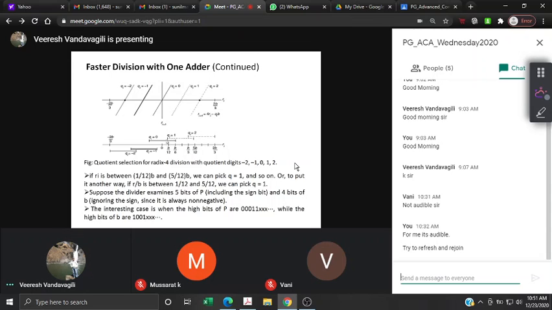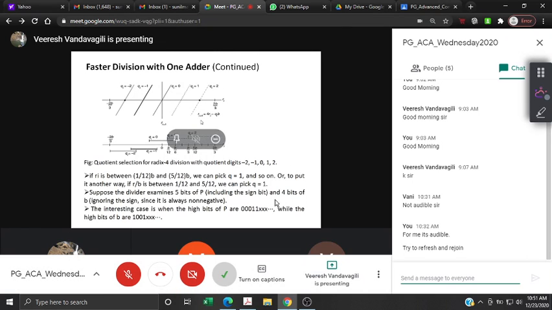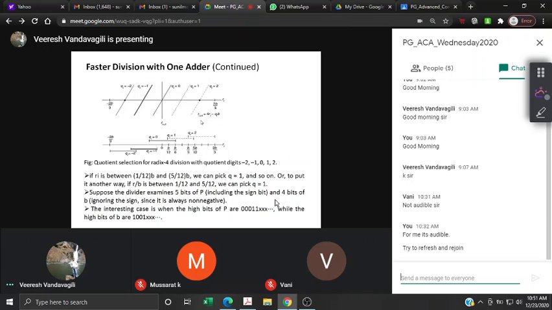So for the zero quotient, the range of values will be minus b by 6 to plus b by 6. Then for the 1, b by 12 to 5b by 12. For the 2, b by 3 to 2b divided by 3. For the minus 1, minus b by 12 to minus 5b by 12. And for the minus 2, minus b by 3 to minus 2b by 3. These are the bounded values.